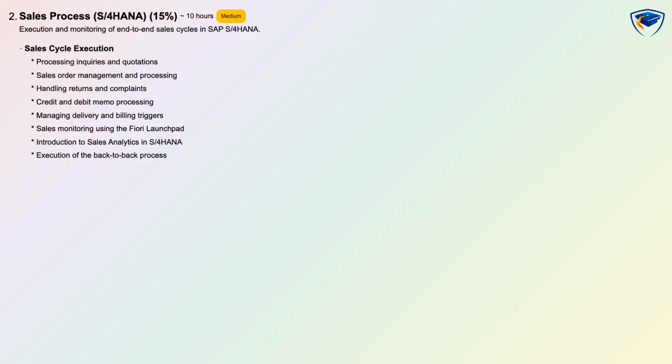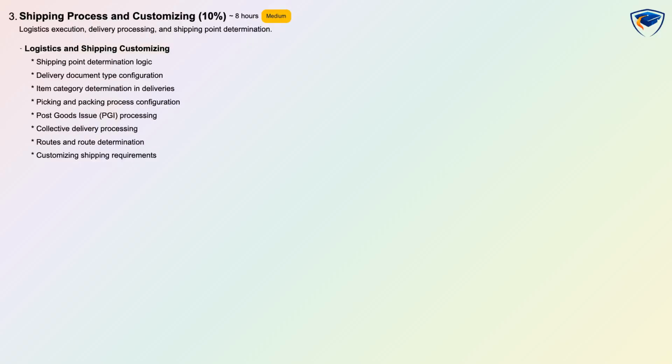Shipping process and customizing accounts for 10% of the exam with medium difficulty, about 8 hours of learning, and hands-on plus conceptual assessment. You will learn logistics execution, delivery processing, and shipping point determination logic. Key topics include delivery document type configuration, item category rules for deliveries, picking and packing setup, post-goods issue processing, collective delivery, routes and route determination, and shipping requirement customization.